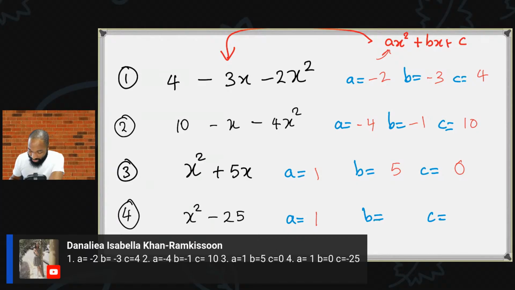B is... let's see if Isabella got it correct. B is actually 0. Well done, Izzy. And C is -25. Rate how much you understand all of this out of 10.